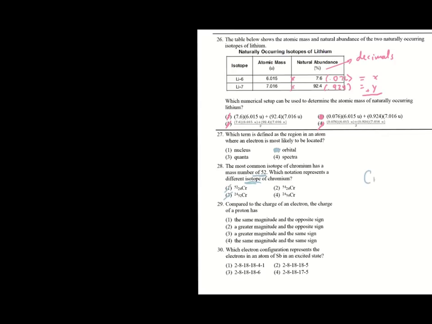So we have to keep in mind that X represents at the top the mass number. So that one has to be different. But the Y down at the bottom is the atomic number. And chromium's atomic number happens to be 24. So in actuality, it has to be Cr 24 and anything different than 52. So let's say 54. And that's choice 2.